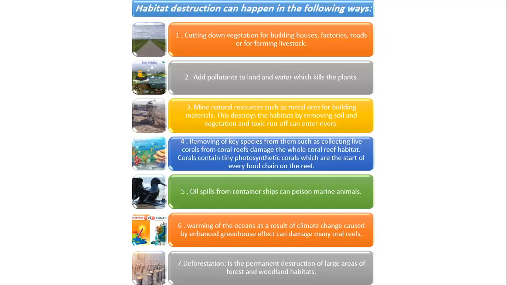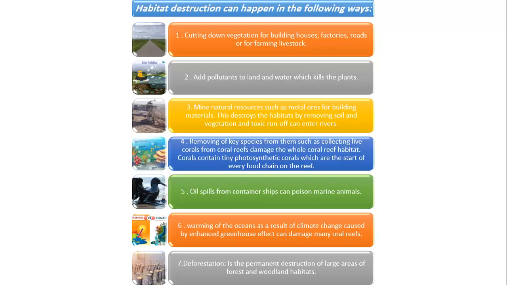Oil spills. Some containers carrying oil can spill accidentally, and this can poison a lot of marine animals. Even those who can fly sometimes get soaked in oil, which will prevent them from flying, and this will kill them eventually. Warming of the ocean can result in climate changes and, of course, greenhouse effects, and can also damage the coral reefs.